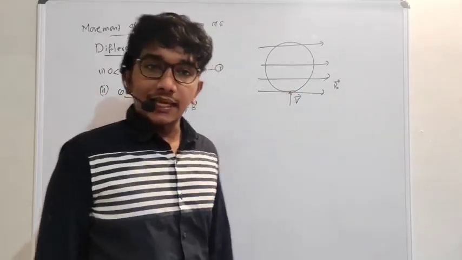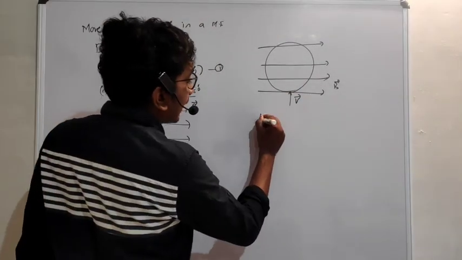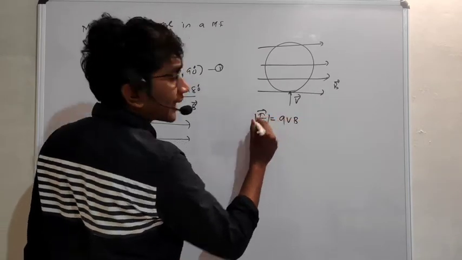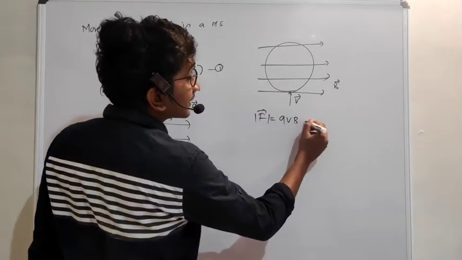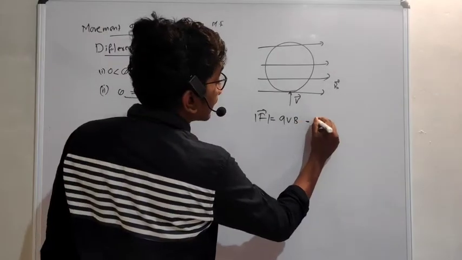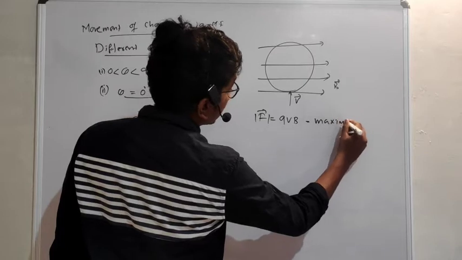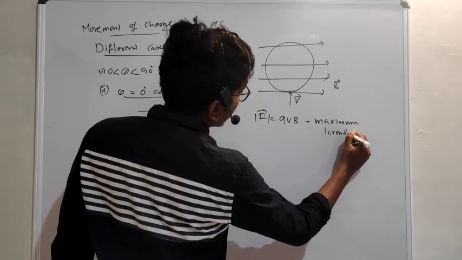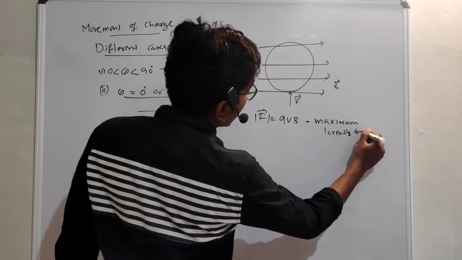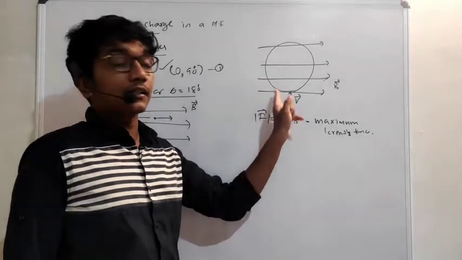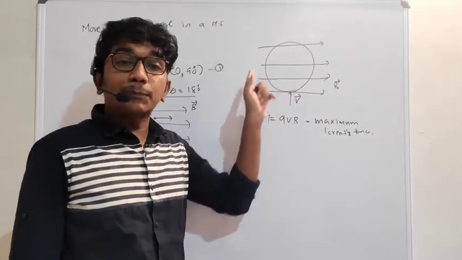All of you listen. Here the force F is equal to QVB, I mean only the magnitude. QVB sin 90 is QVB, so F is equal to QVB. This is nothing but the maximum Lorentz force. That is why this could be a proper circle.